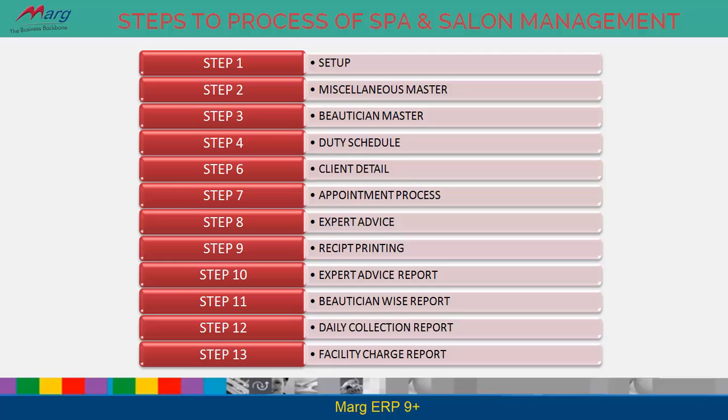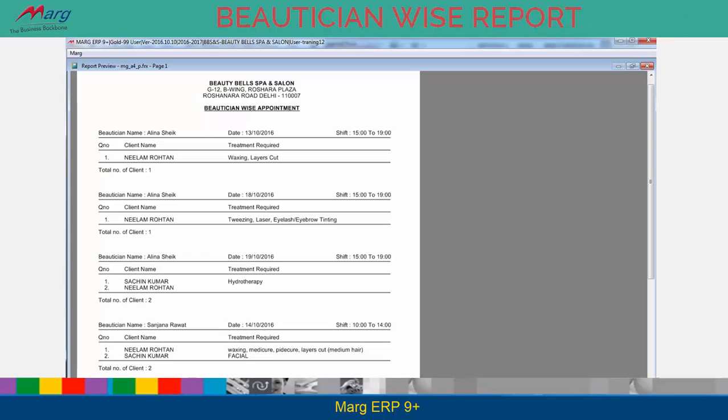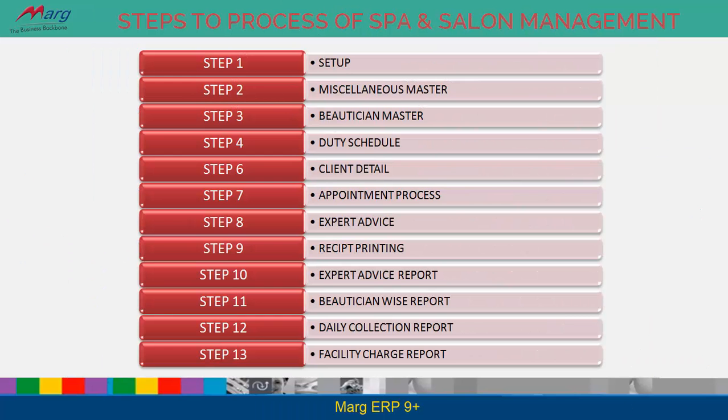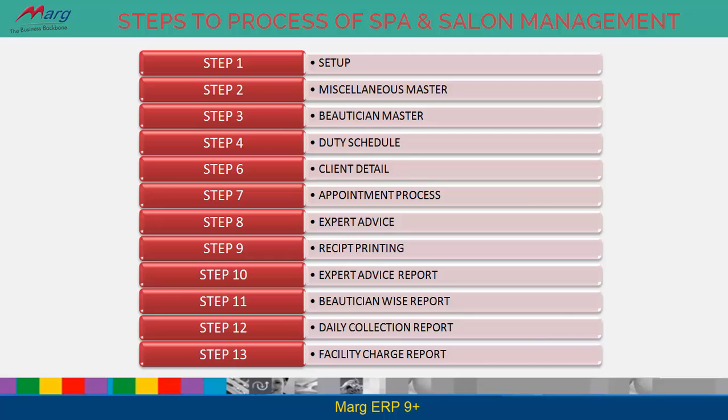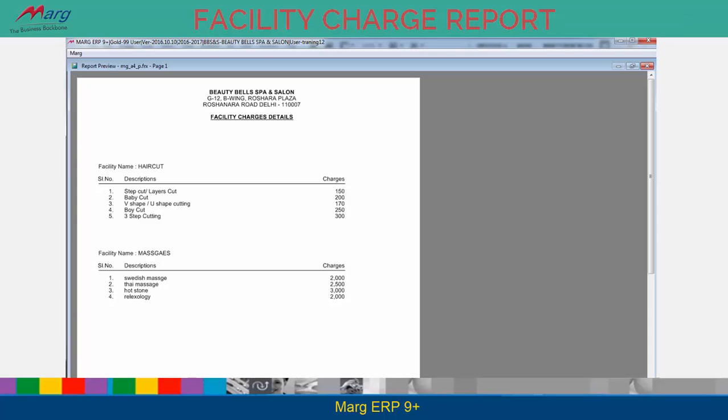Then there is the beautician wise report. This report shows the beautician name, the date, shift, and between this shift which clients she was assisting and what treatment the client was taking. So you can view the report date wise. Next is the daily collection report, which shows your daily collection. Here it shows that on this date this much amount was received in cash, this much in debit card, and this much in credit card. Next report is the facility charge report. In this report you can take a quick look at the charges that you have set for the facilities or treatments that you offer in your salon and spa.